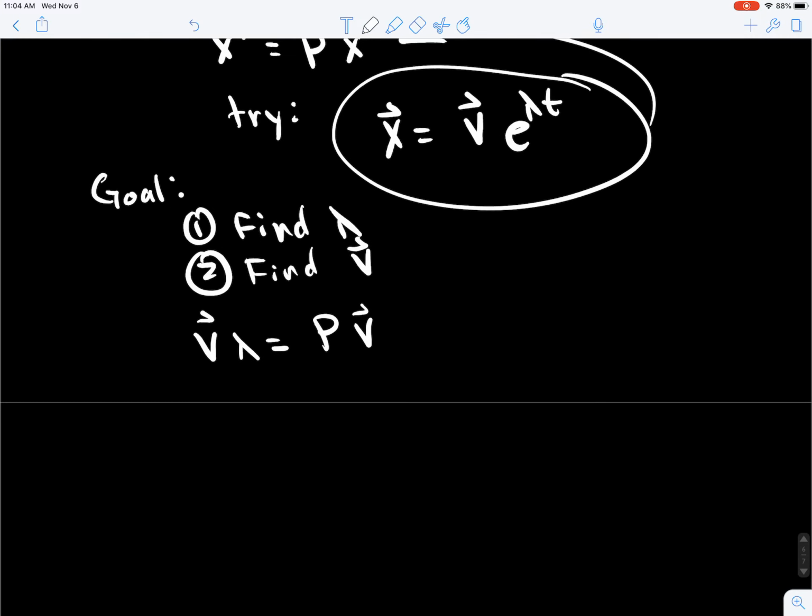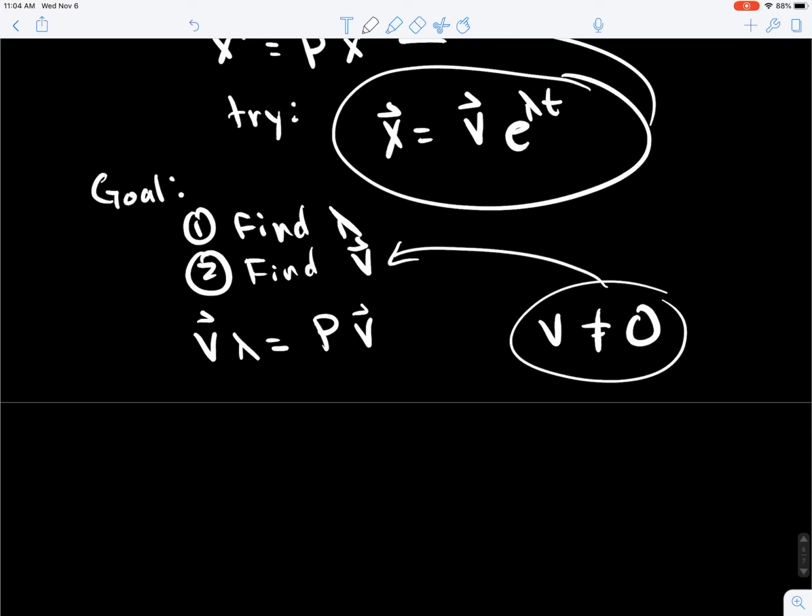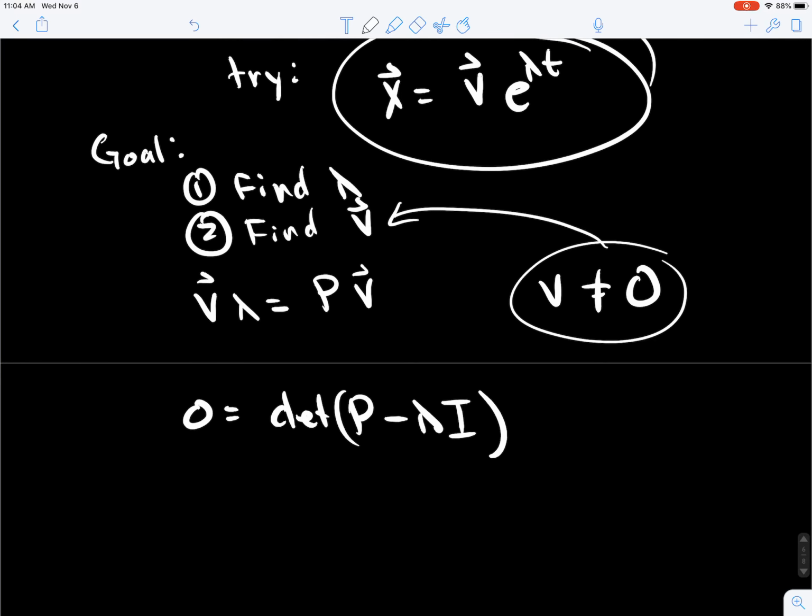We're trying to find what lambda and v are, and this should look familiar. These are eigenvalues and eigenvectors. That is the definition, provided v is not 0. So we want a v that's not 0 and satisfies this equation. How do we do that? You set the determinant of P minus lambda equal to 0. Let me multiply by the identity there. You want to find lambda such that the matrix on the inside is not invertible.